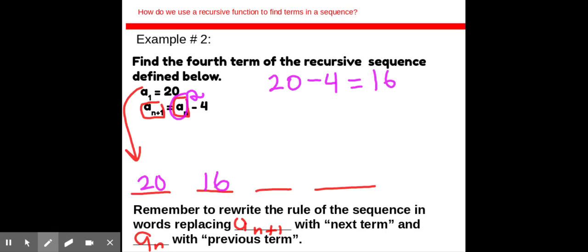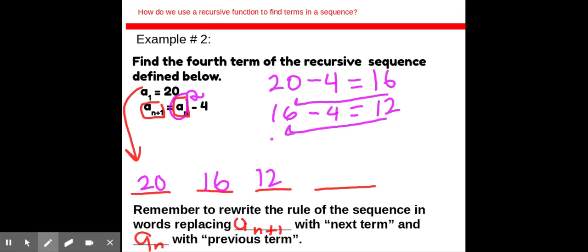And I'm going to follow this pattern. I'm going to take this 16, which is now my previous term, and subtract 4, and that's going to give me 12. So that's the next term. And now this becomes my previous term where I take 12 and subtract 4, and I get 8. And 8 is the fourth term in our sequence. So the answer to this particular question would be 8, not all four terms, just the fourth term. So copy this down to get the notes, and then we're going to move on to the next together.